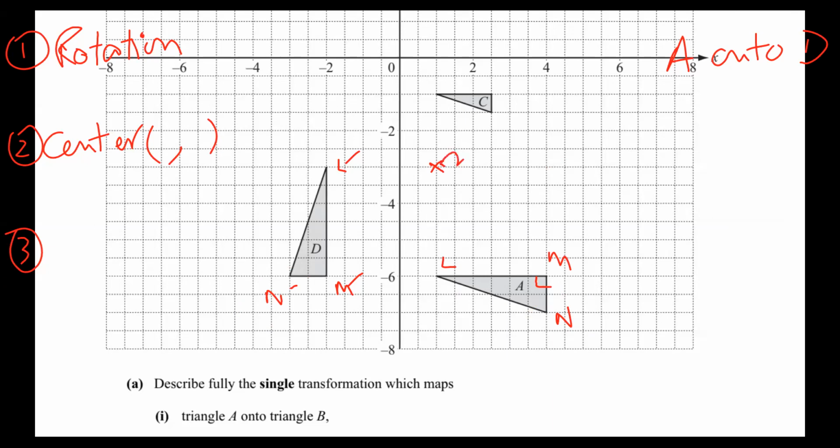1, 2, 3, 4, 5, 6. 6 boxes here. 1, 2, 3, 4, 5, 6, 7, 8. It means 6 and 8. So 6 and 8. Okay, 6 and 8 and 6 and 8.